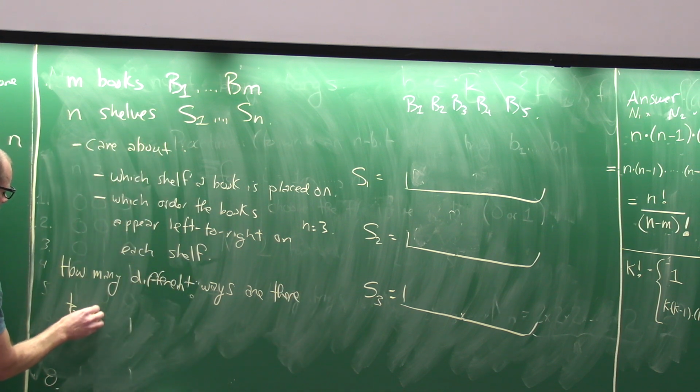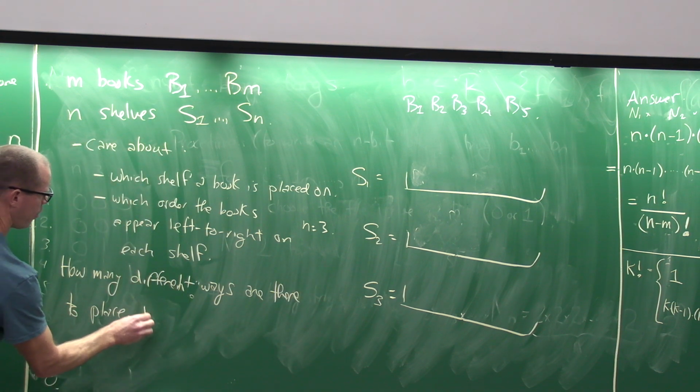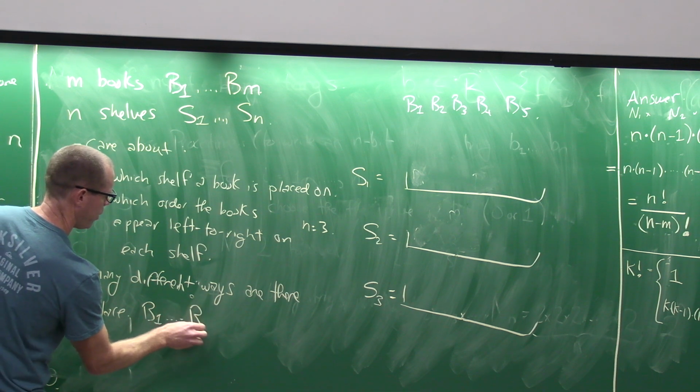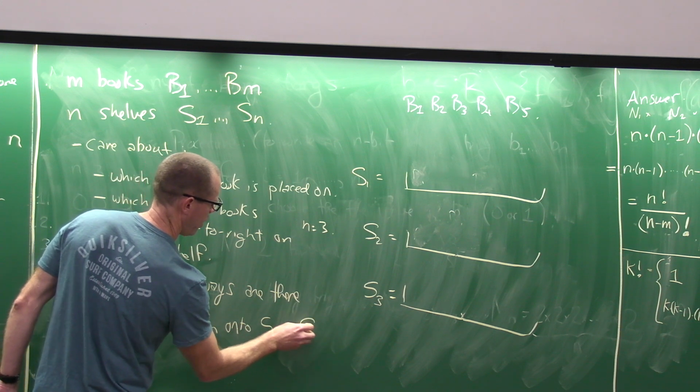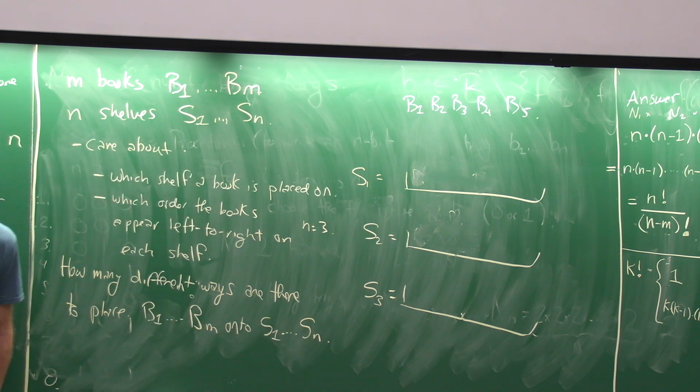To place B1 through Bm onto S1 to Sn. Now, this is one of those ones that requires some real careful thought. It's not at all obvious how we're going to do this. So maybe it helps to start with an example.